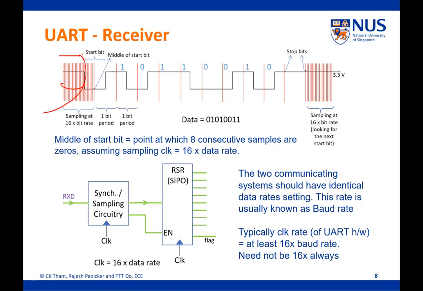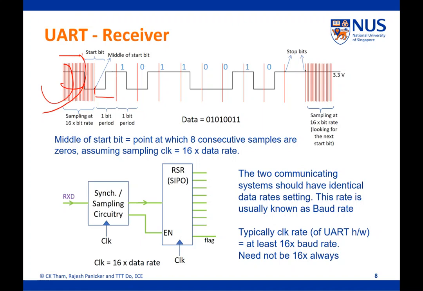Why? Because a start bit has a duration equal to the bit period, and you are sampling 16 times per bit period. So if 8 of the samples are 0, the time at which you get the 8th 0 sample is considered the middle of the start bit. So you oversample the incoming line to find the middle of the start bit. Once you find the middle of the start bit, what will you do?